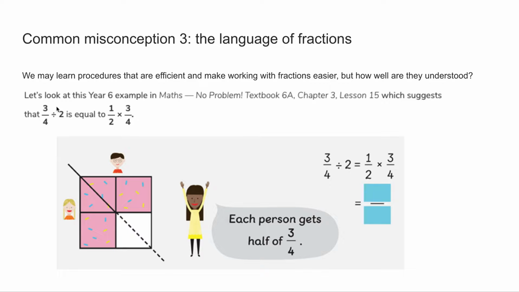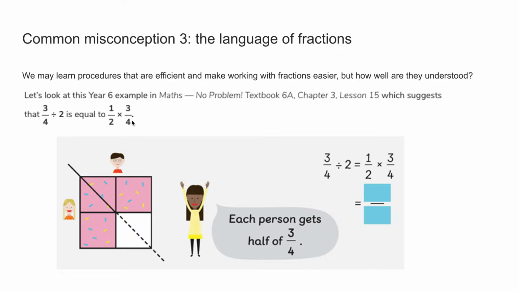So a lot of times we say that dividing by a fraction, you change that to multiplication and flip it over. Just giving the rule doesn't really make sense to me. How about to you? So here is one example from the textbook called No Problem. It's in chapter 3. It's suggesting that 3/4 divided by 2 is equal to 1/2 times 3/4, or 3/4 times 1/2.